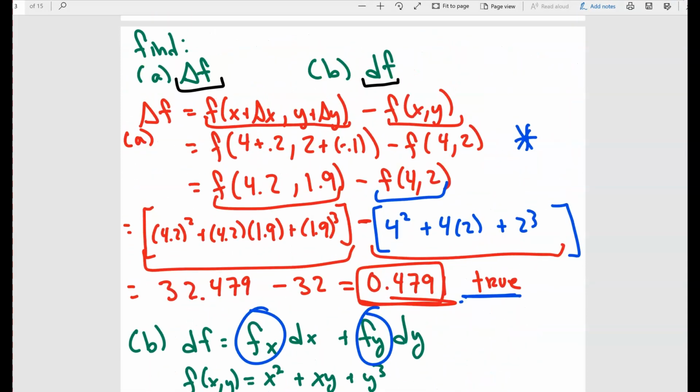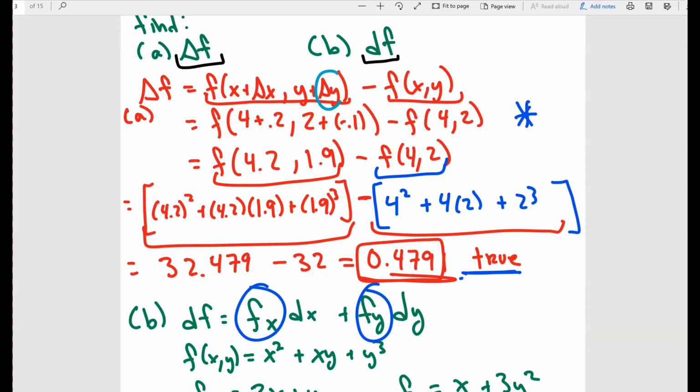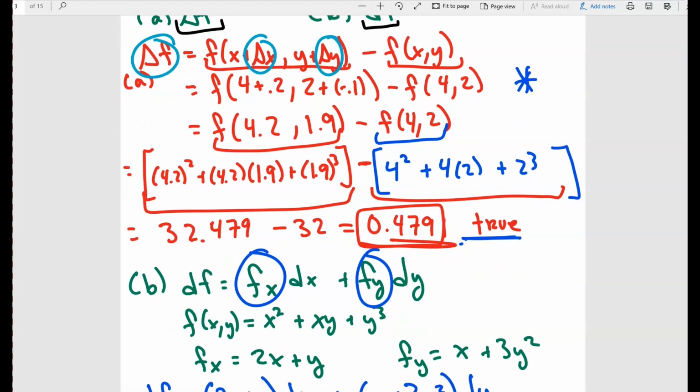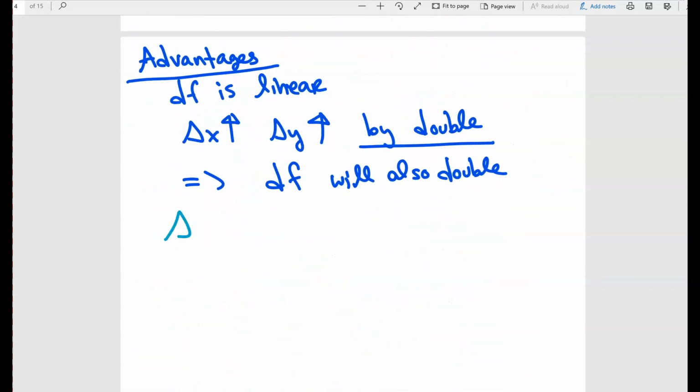Because if I just take regular delta f, and if I were to double the changes here, that doesn't necessarily mean that this is going to double. So delta f does not work that way. It is not linear.